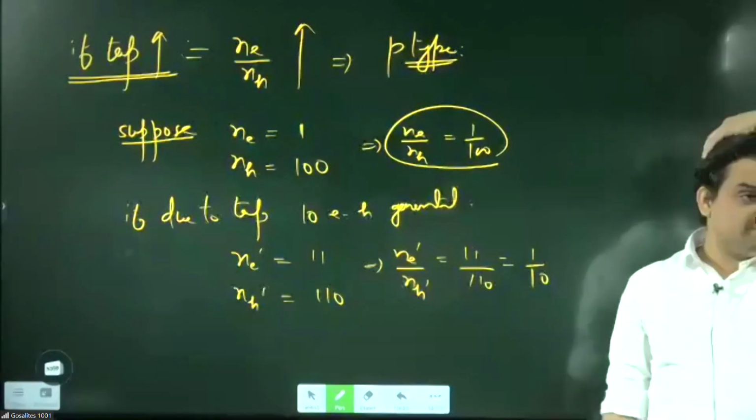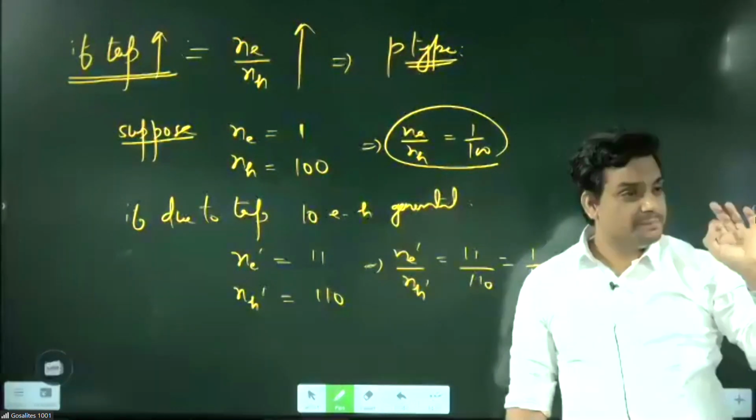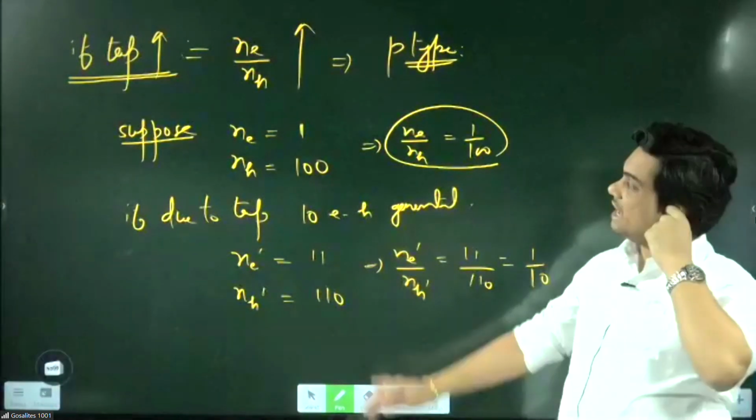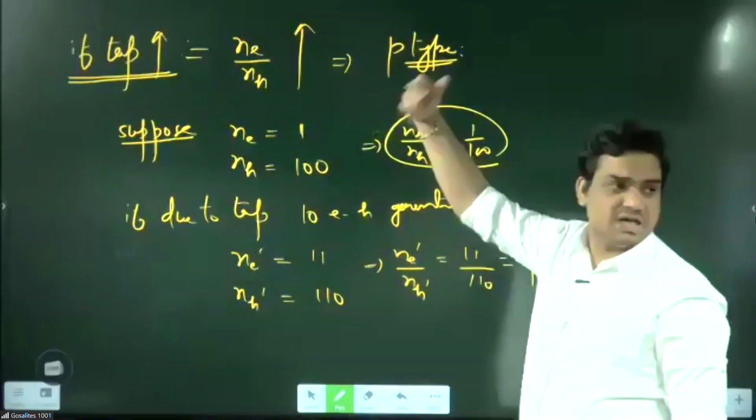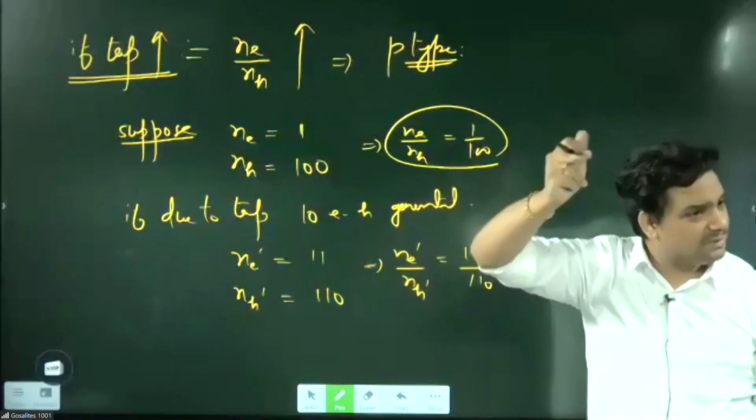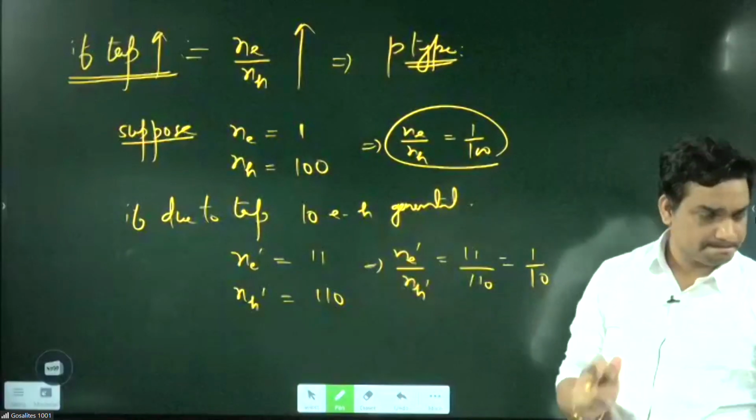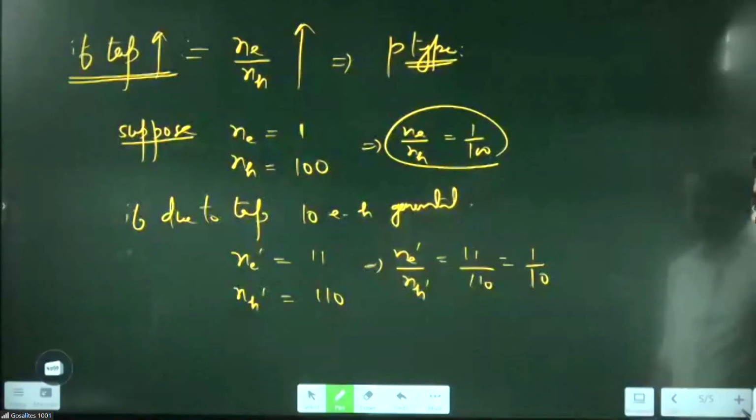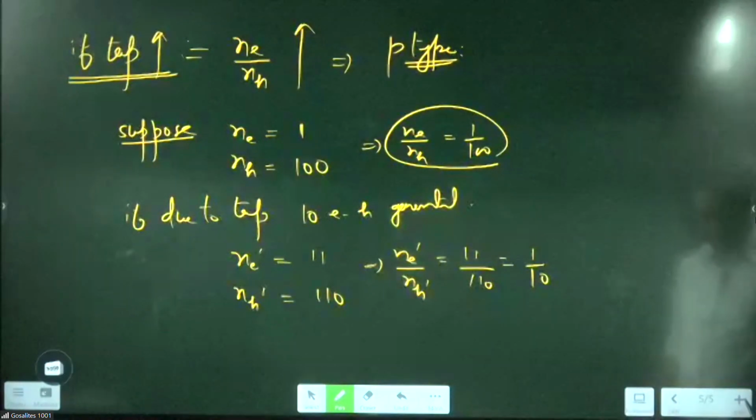If you want to derive this for n type, you take the reverse, so everything is reversed, which means in that case it will decrease. I hope this is clear. You have to remember, they will ask that if temperature increases, what happens to Ne by NH. Here it will increase for p type, and for n type it will decrease.